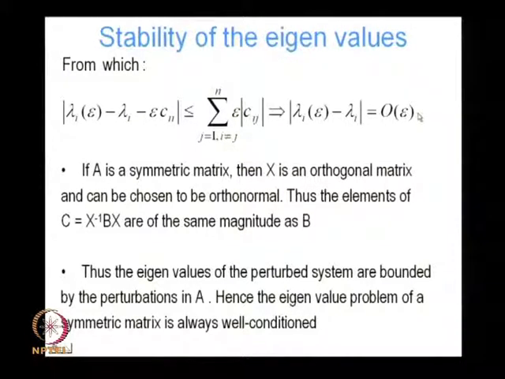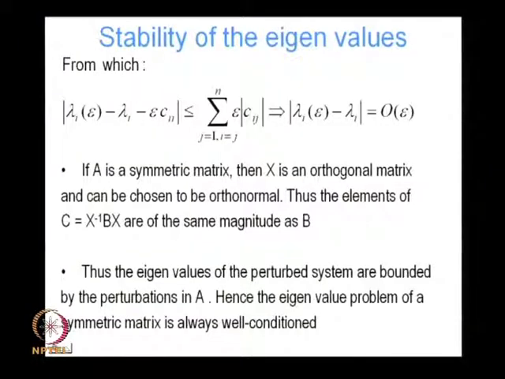So, what does that mean? This means that the eigenvalues of my perturbed matrix, lambda i epsilon, differ from the eigenvalues of my original matrix by order epsilon. So, they are of the same order as the perturbations.